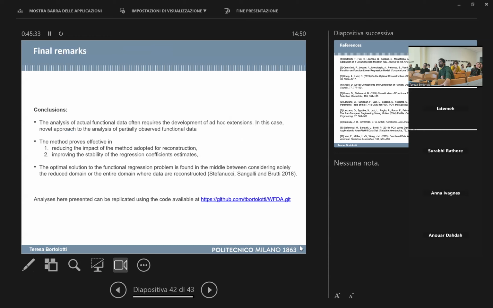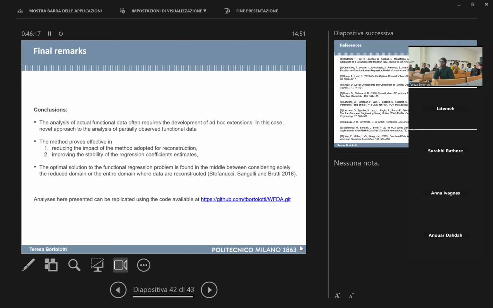Okay, the conclusion of this talk is that whenever you do an actual analysis on functional data, what typically happens is that since the methods are young, you usually need to extend the current methods to your need, because not all methodologies are already there for all possible needs. In the specific case of the method that we proposed, it proves effective in reducing the impact of the reconstruction method on partially observed functional data when you want to do linear regression with the partially observed functional data. And it improves the stability of the regression coefficient estimates, which is also quite good.